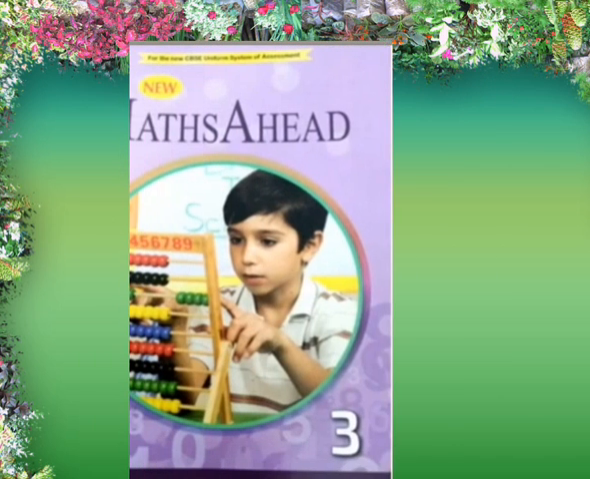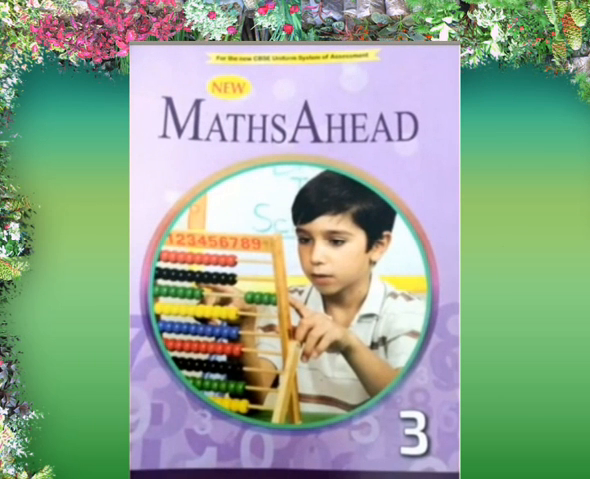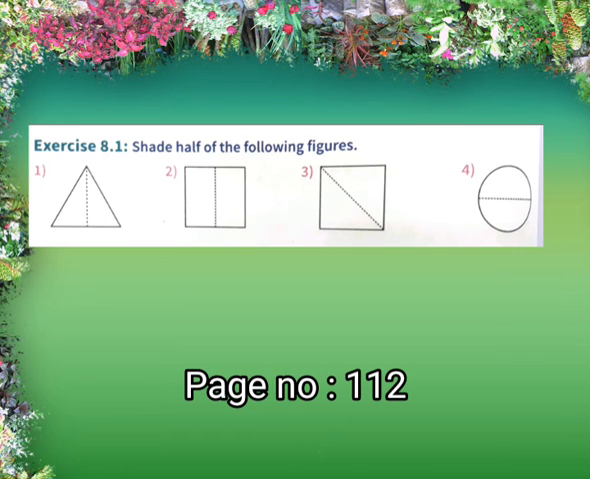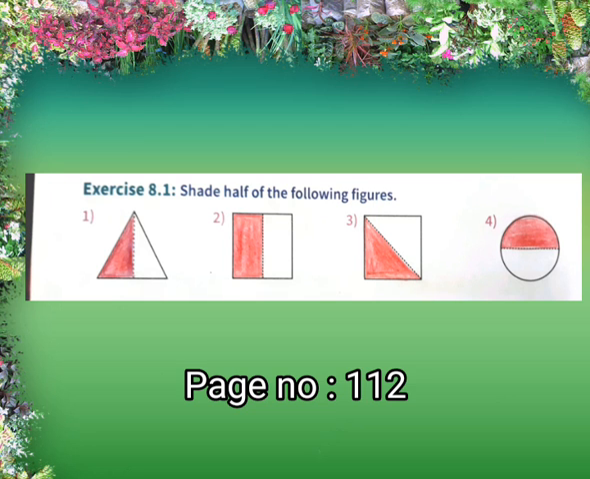Okay. Now take your math book. Take lesson 8 fraction. Turn to page number 112. Exercise 8.1. Shade half of the following figures. You have to shade one half of this figure. You can use color pencils also. After completion, you can check your answers with these.